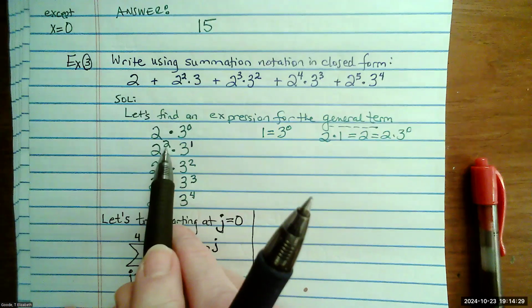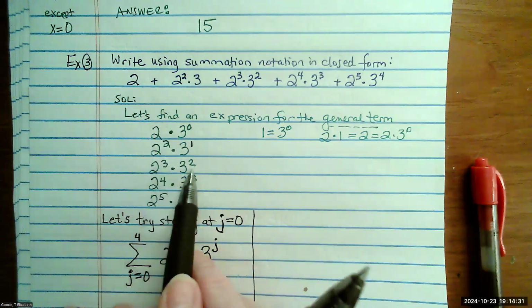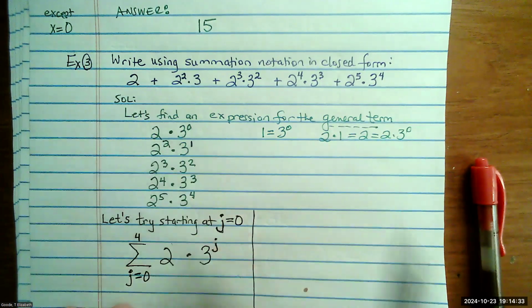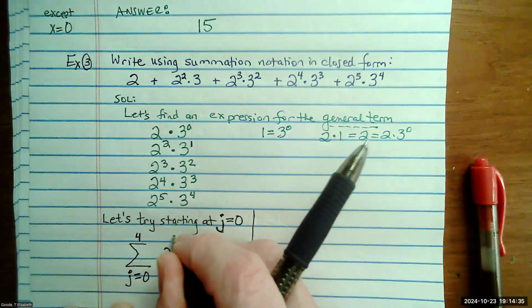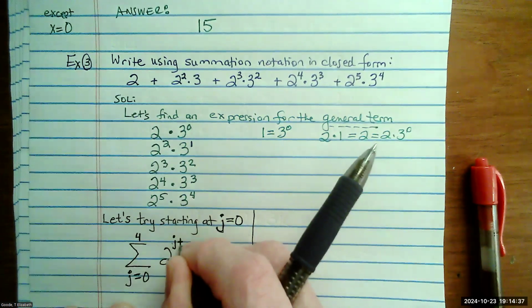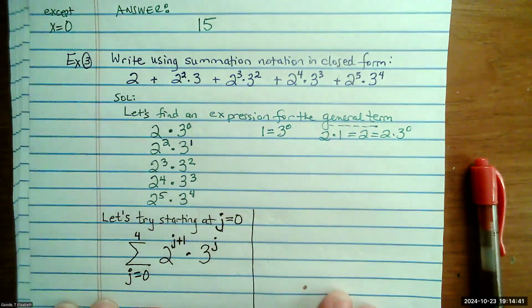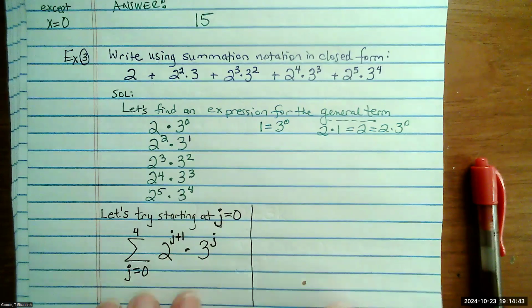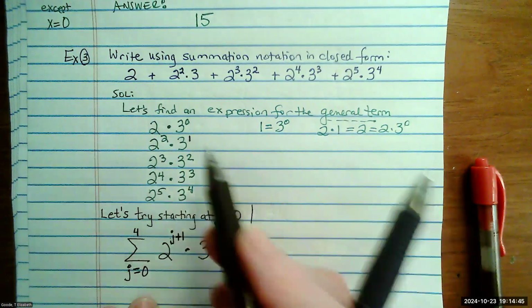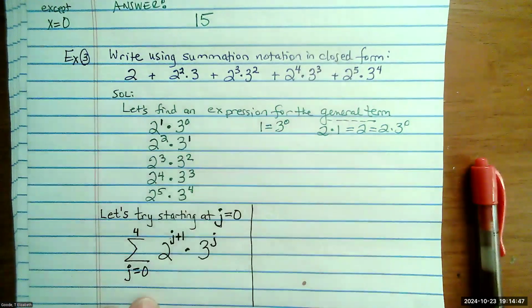Did you say j plus 1? Yeah. Is it j plus 1? Oh, it is. Good, be careful. That's exactly right. Huh, I was thinking it was j minus 1. Yeah, that's right. The power on the 2 is 1 more than the power on the 3. Thank you.